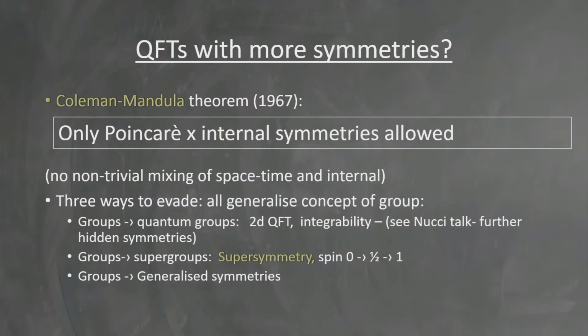So what can you do? Well, actually, you can evade this theorem. This theorem assumes a standard idea of what a group is. The ways to evade it are all various ways of generalizing the concept of a group. The one that we look at is generalizing a group to a supergroup. So this involves supersymmetry, which we just heard about.